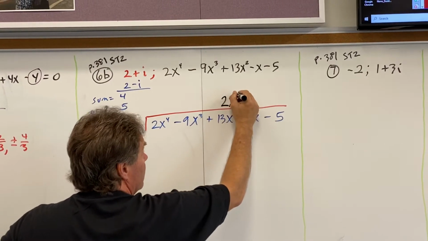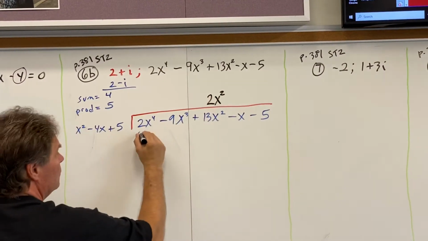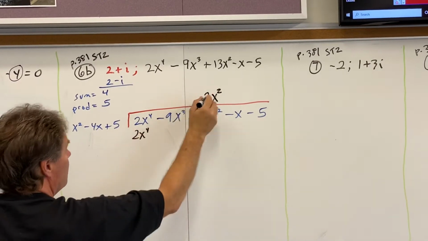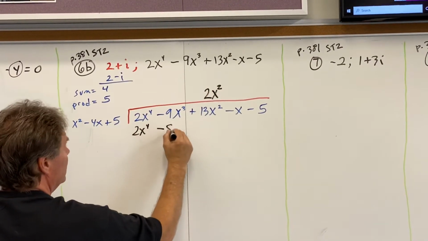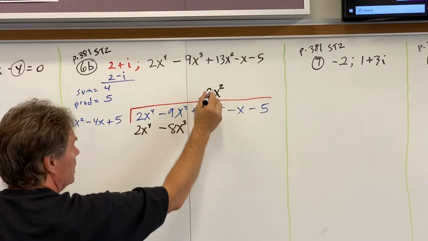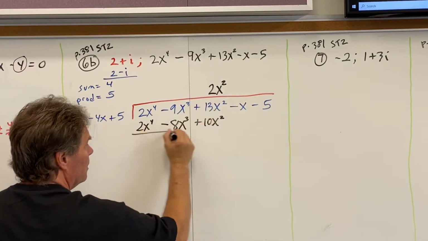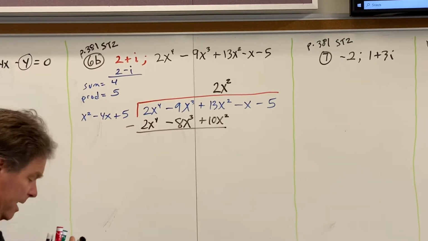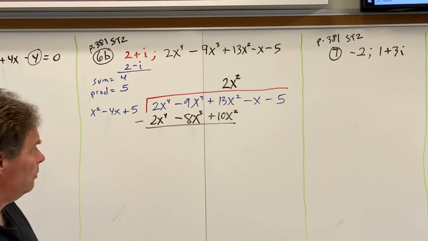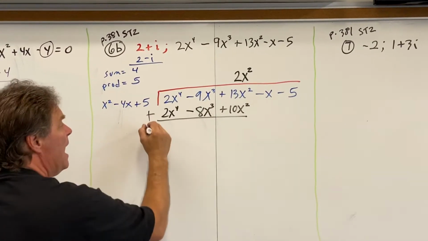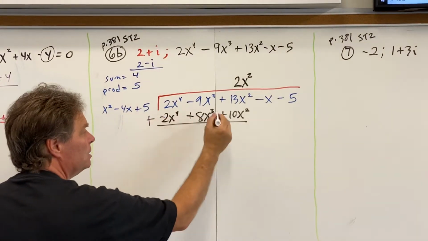Like that. Okay, this times this is 2x to the 4th. This times this is minus 8x to the 3rd. This times this is plus 10x squared. I want to subtract, but remember, I don't like to subtract. I like to add the opposite, making that minus, plus, minus.